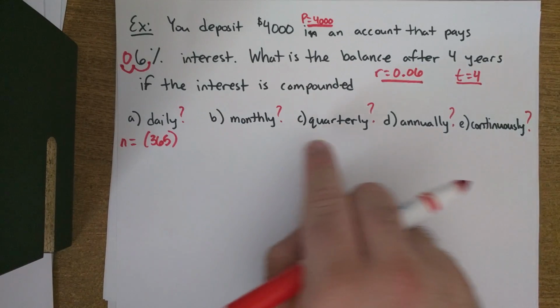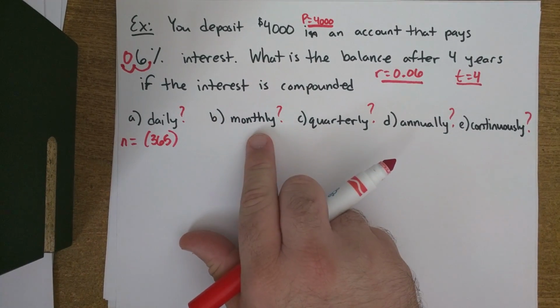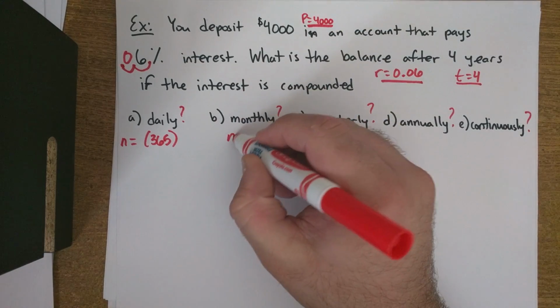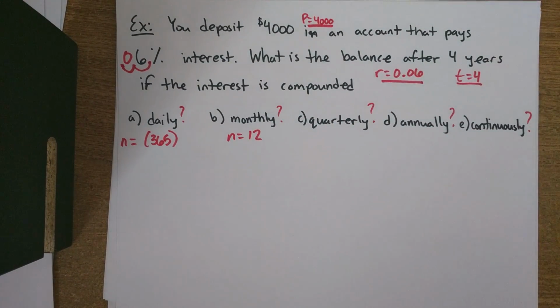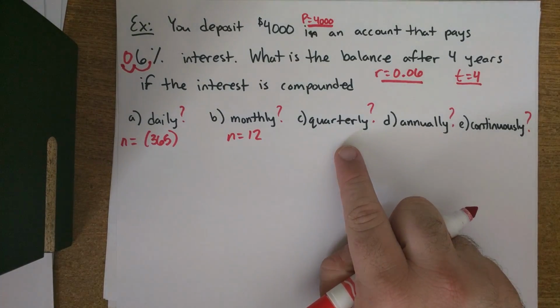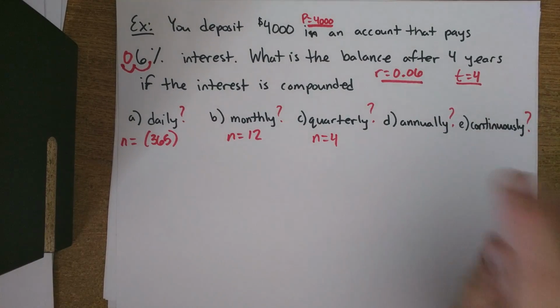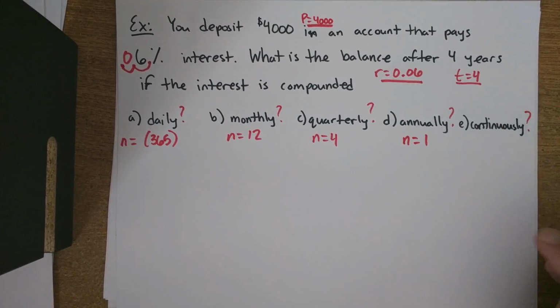Let's go ahead and just identify what our N values are. So for daily, it's 365. For monthly, how many months are in a year? So N is going to be equal to 12. Quarterly, so you divide a year into 4 parts. So N equals 4. Annually, you say N equals 1.